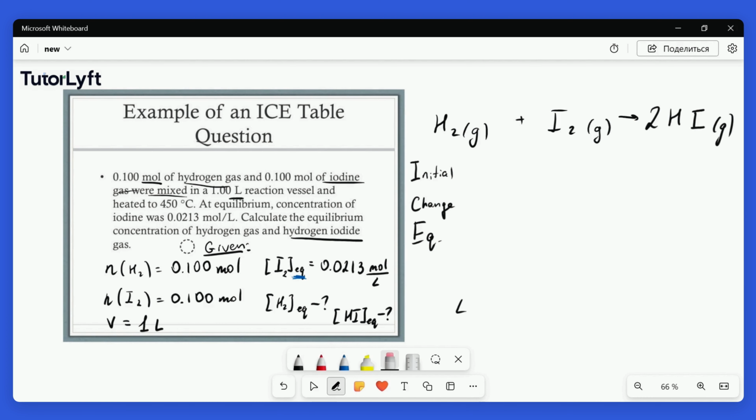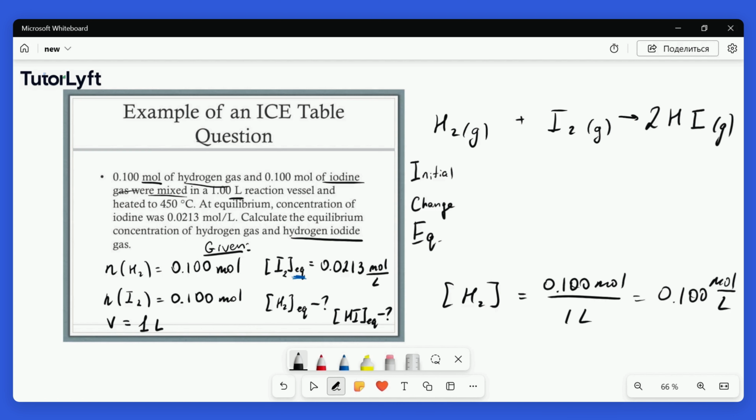So to find the concentration of the hydrogen gas, we're going to do 0.100 mole over 1 liter. Well, obviously it's going to be 0.100, but now it's going to be moles per liter. You cannot skip this step because some questions can be tricky. There could be 2 liters, and the answer will be changed. But in this case, it's easy. It's 1. But still, you have to show your work.